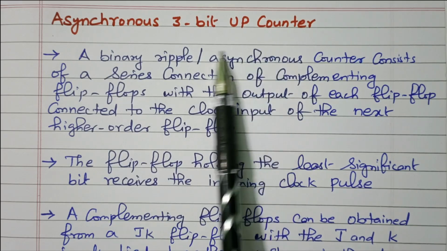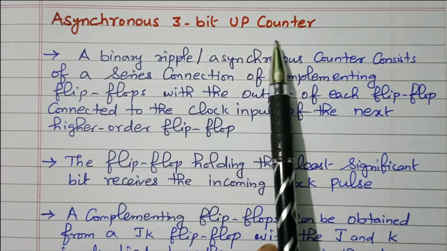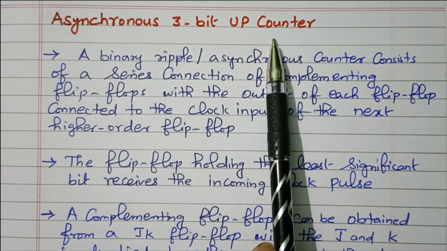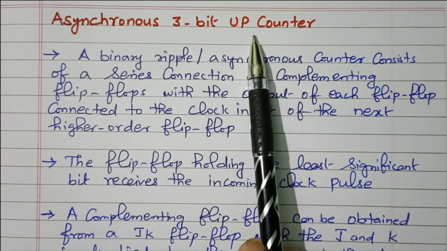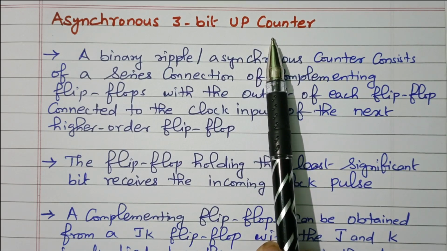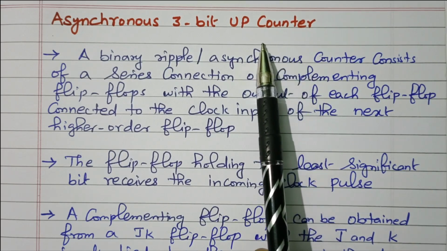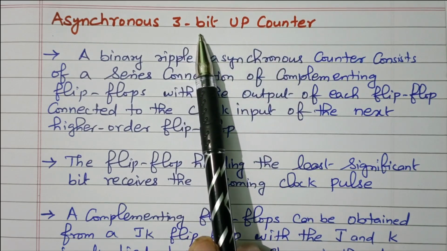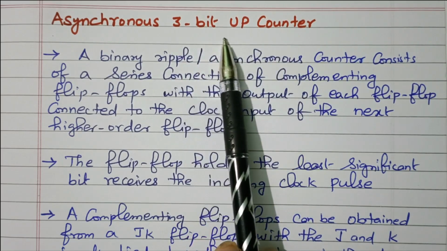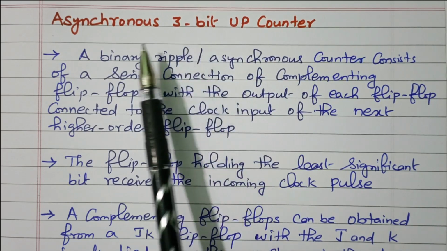Now we'll go to the topic, asynchronous 3-bit up counter. The up counter is made up of flip-flop storage elements, which store 1 bit of data each. A counter counts the numbers either 0 to n or n to 0. Up counter means 0 to n. For a 3-bit counter, 2 to the power 3, there are 8 combinations.